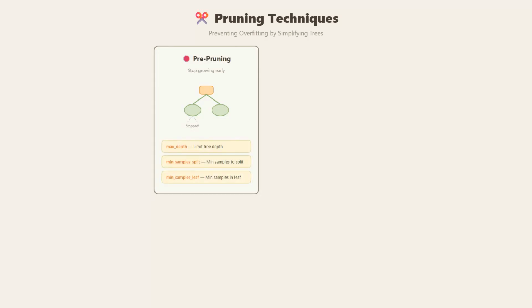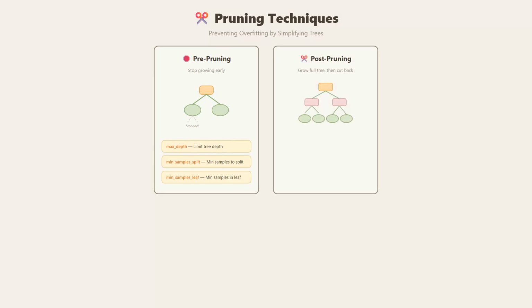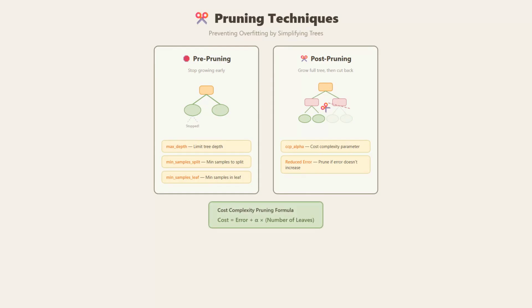There are 2 main approaches. Pre-pruning, also called early stopping, prevents the tree from growing too large in the first place. Instead of growing the full tree and then cutting it back, we set constraints that stop growth early. The visual shows a tree that stopped growing before it could create additional branches. Look at the dashed lines representing branches that were never created.